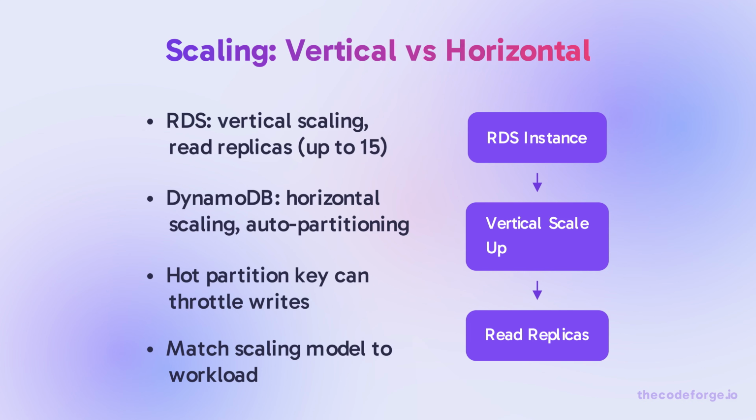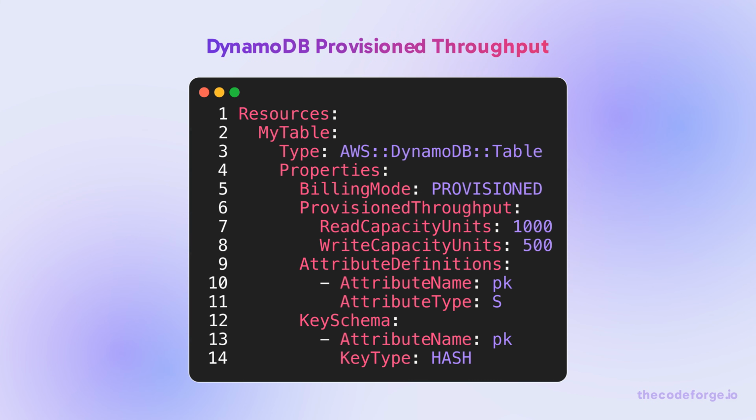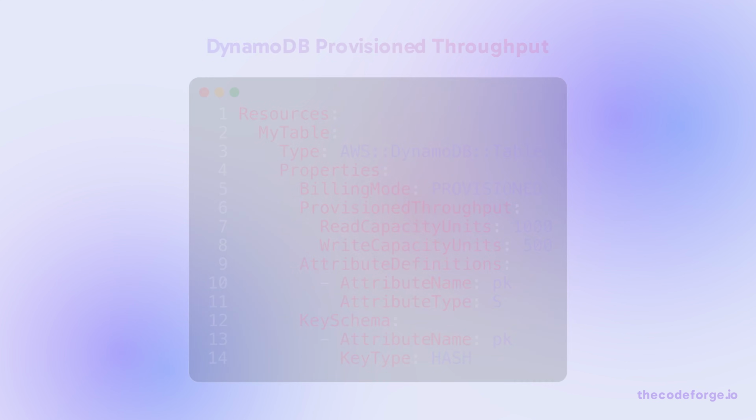Relational database service scales vertically. You upgrade the instance size. Read-heavy workloads use read replicas. DynamoDB scales horizontally from day one, but a hot partition key can throttle writes regardless of total capacity. Here's how you define a DynamoDB table with provisioned throughput. Each partition key can handle 3,000 RCU and 1,000 WCU. If you exceed that, DynamoDB splits partitions automatically, but only if your partition key is well distributed.